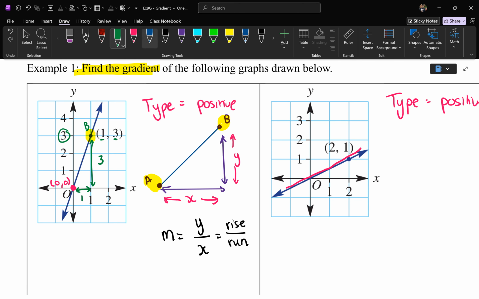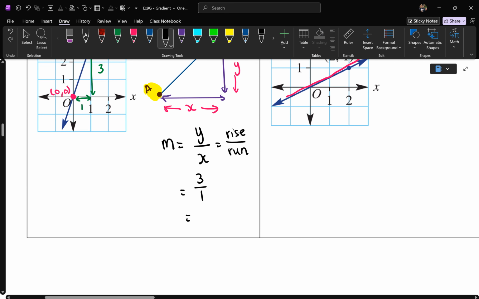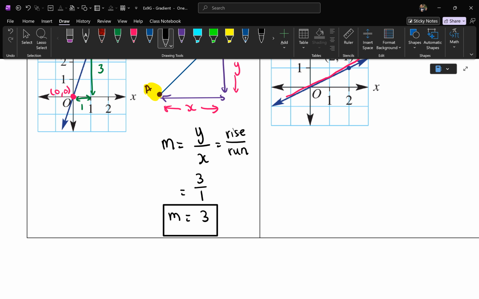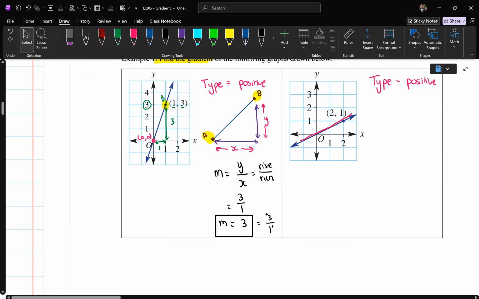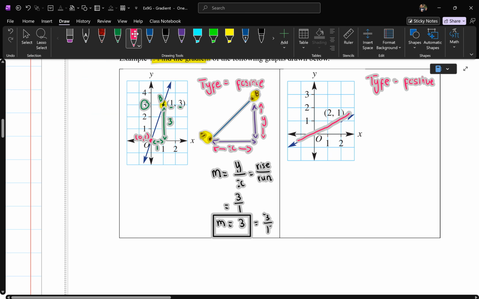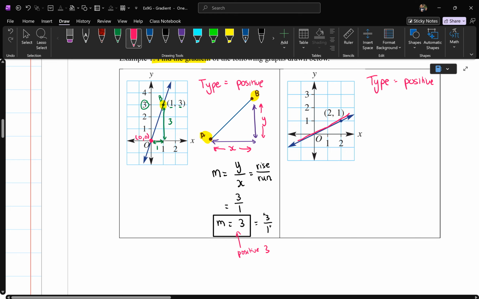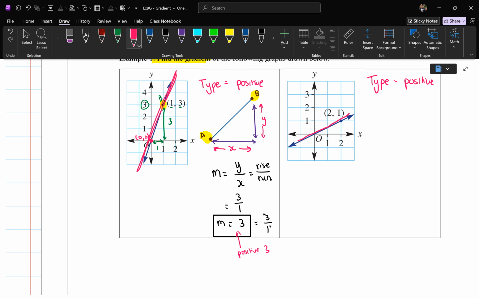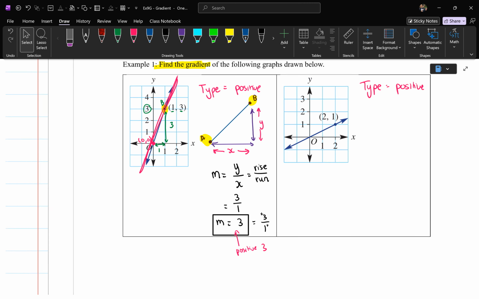So my gradient in this scenario: I had to go 1 across, 3 positive up, and so the ratio is 3 divided by 1, which is 3. So when we say gradient of 3, we actually mean rise by 3 and 1 across. That's what the positive sign means. Notice that 3 is a positive number, it's not a negative 3, so that's why the graph is also positive.